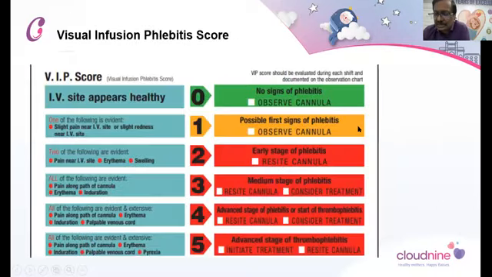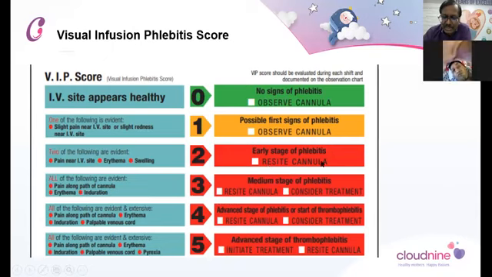And this is another one we use frequently in the NICU. I'm sure all the NICUs should be using this. This is called VIP score, Visual Infusion Phlebitis score, to prevent all the extravasation and phlebitis, and we have to change the cannula. If you follow this score very carefully, we can avoid many complications. If you see this score carefully, when it reaches score 2, then we have to resite the cannula. There are so many options here.